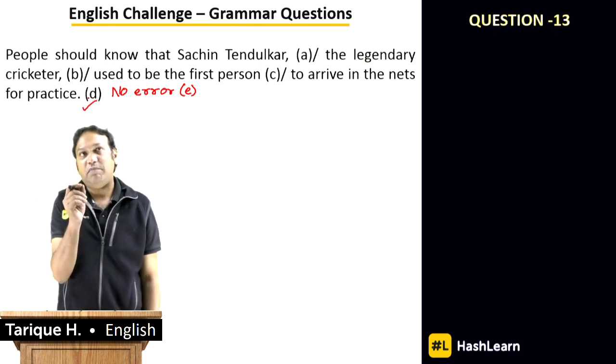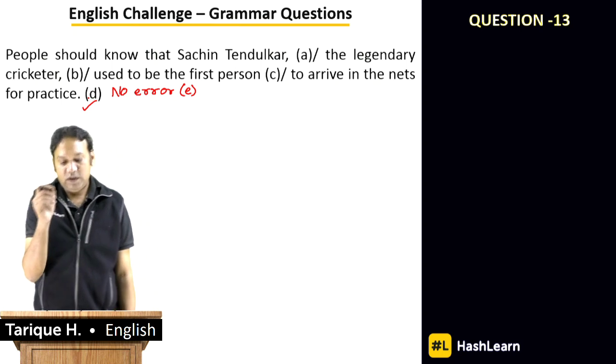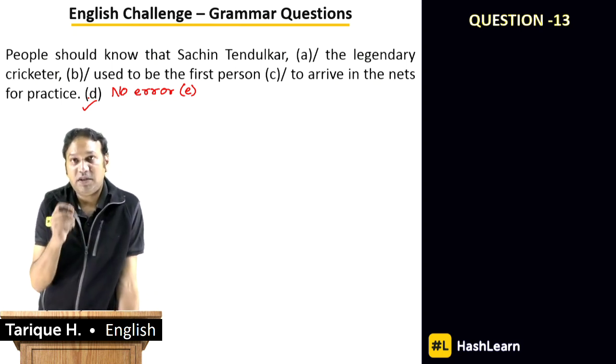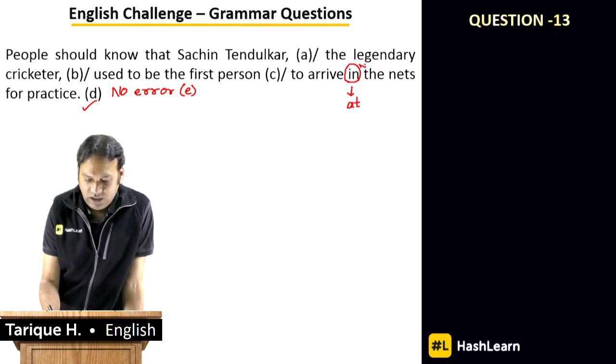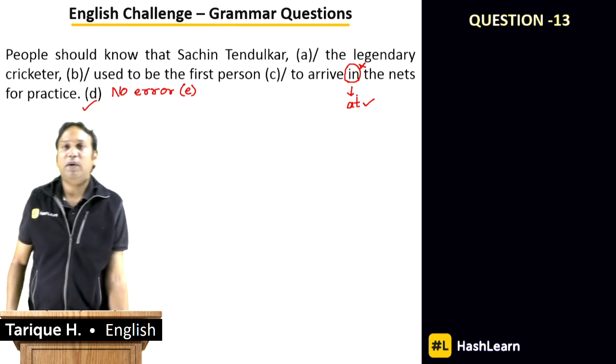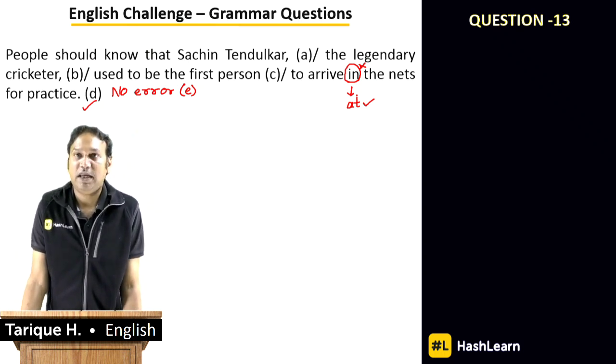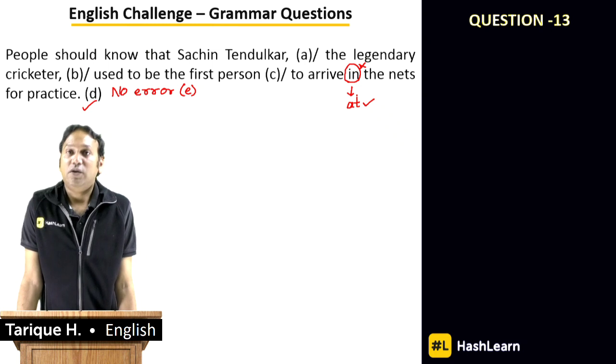What is the mistake in part D? That is where it all becomes very interesting. The mistake in part D is that "in the nets" is wrong. It should be "at the nets", because you're talking about a particular position, a location. We don't use "in" in such cases. We use "at". Again, a question based on usage of prepositions like at, in, on, into.